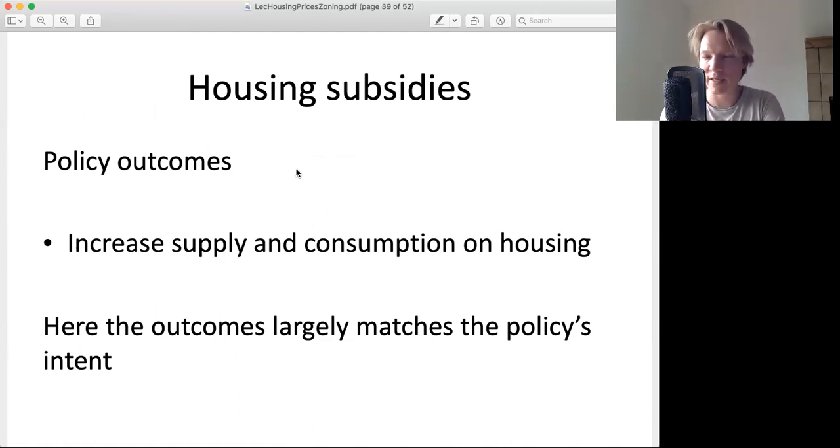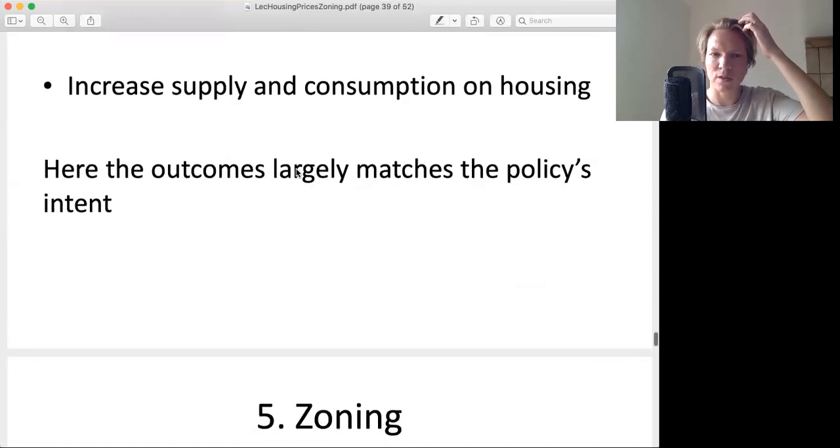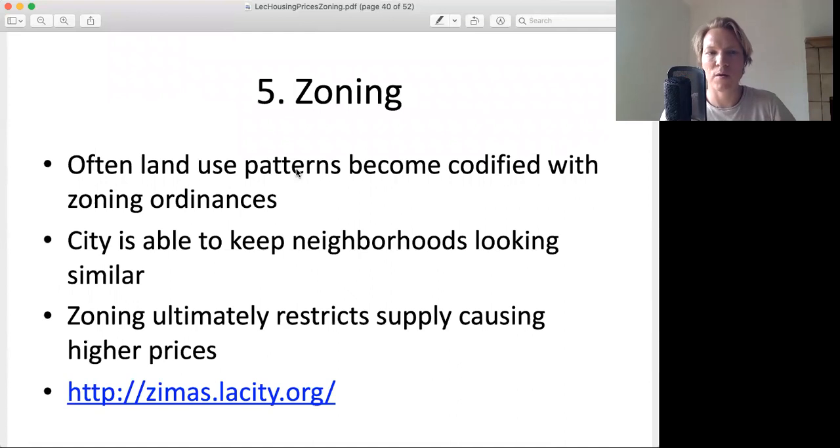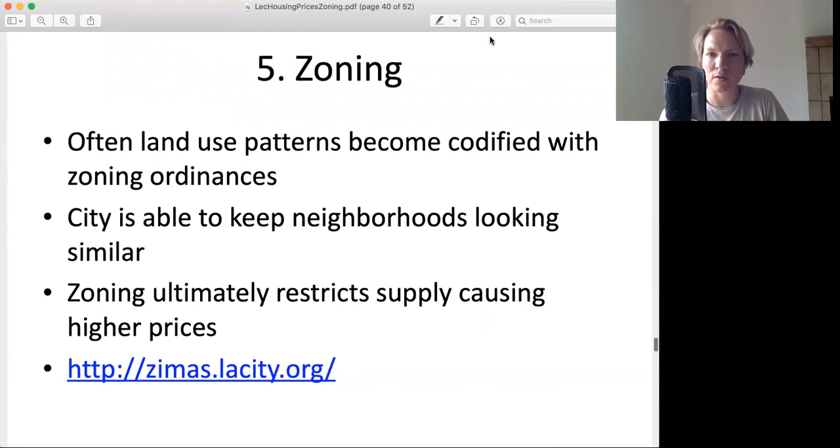The waiting list to get onto this housing choice voucher is long. The funding for it just isn't there, and so that's the big issue with this particular program. Okay. Lastly, we'll talk about zoning after a break.